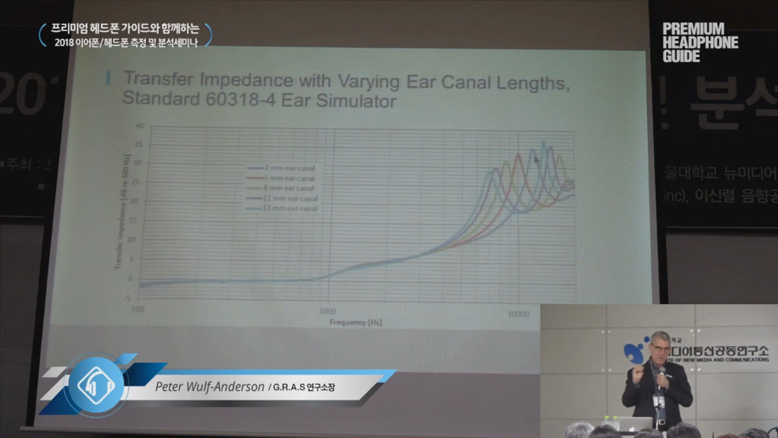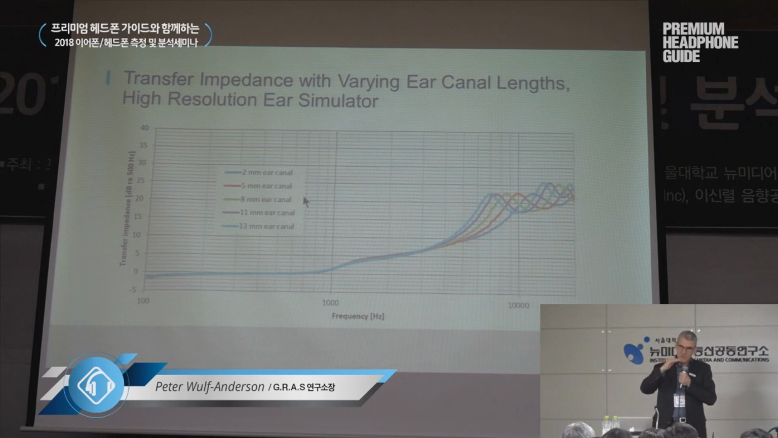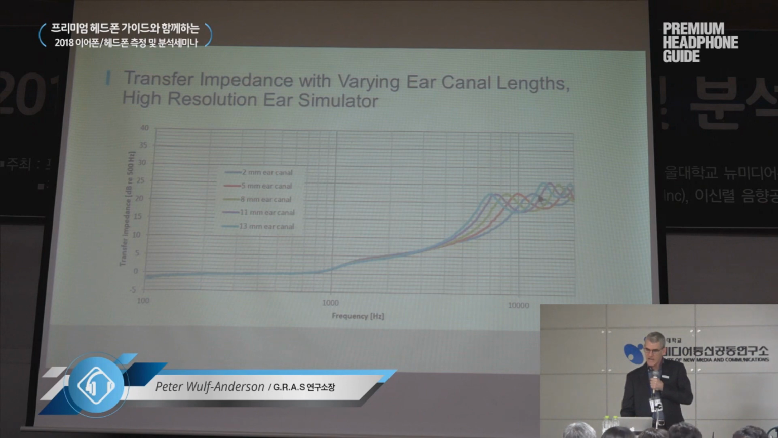If you remember this picture, this is how it looked with the traditional coupler. We had all these very high Q resonances moving with ear canal length. With the new coupler, we almost removed all these resonances, and also the levels are much more stable at each resonance. Again, to help you do repeatable measurements at high frequencies.